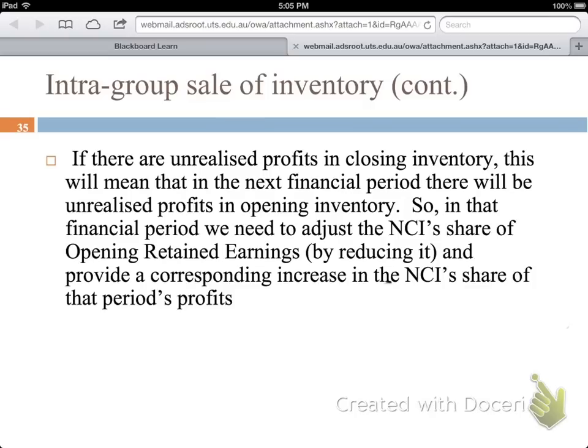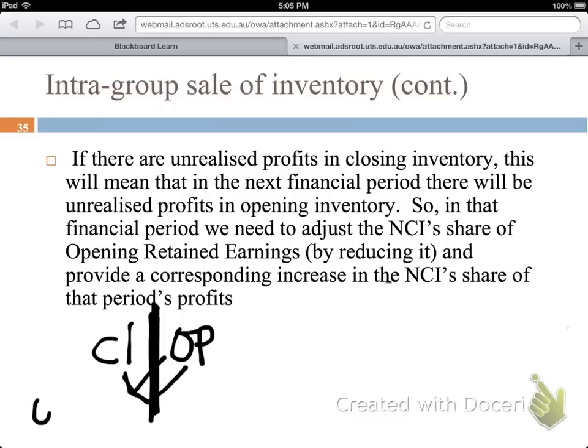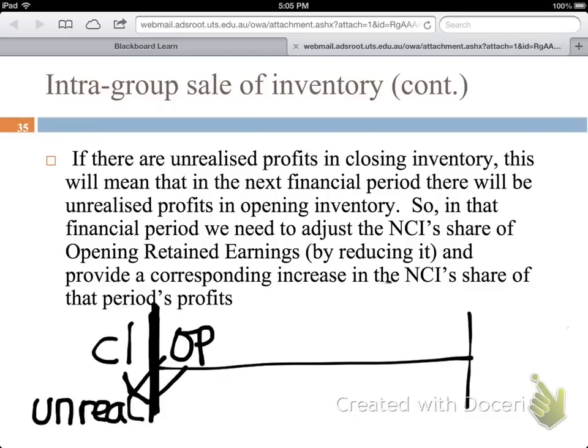But if you remember with inventory, it's always sold in the next financial year, which means closing inventory last year becomes opening inventory in the next financial year. So if this is the line that shows you the beginning and the ending of the financial year, closing inventory becomes opening inventory. That is, whatever you have that's unrealized last year will become realized in your current year.